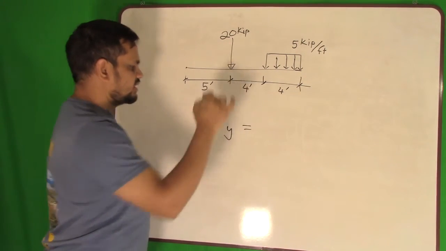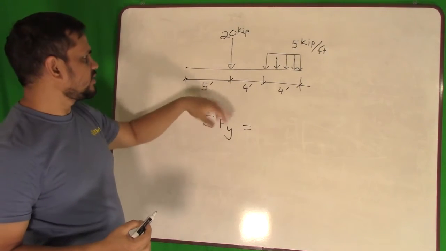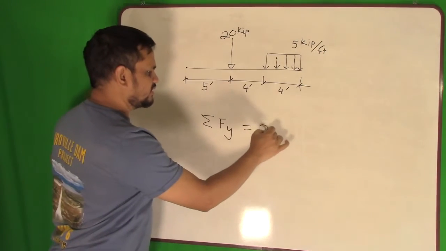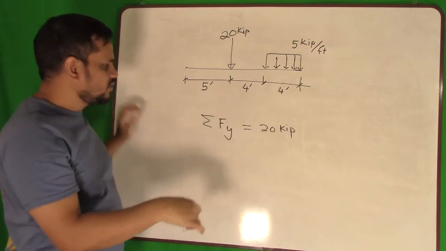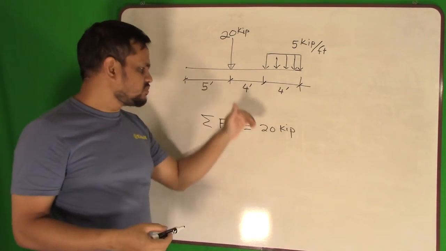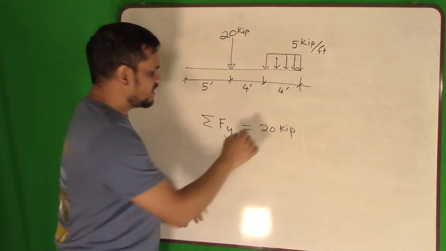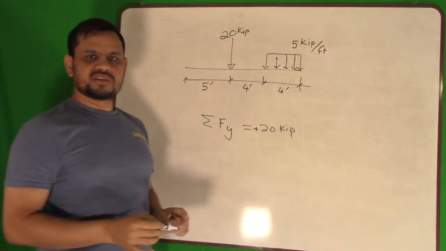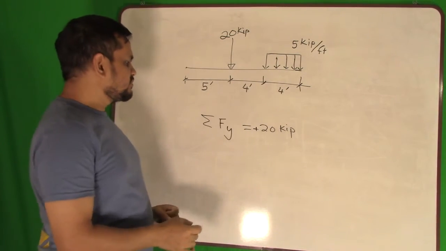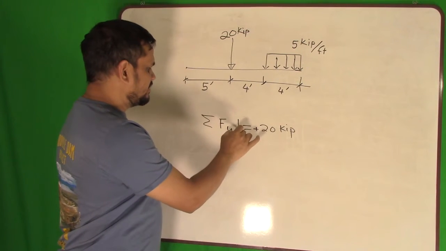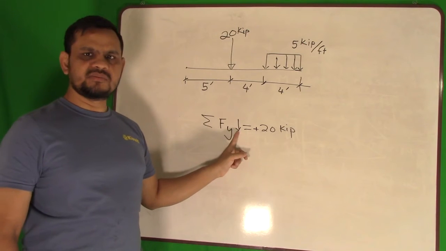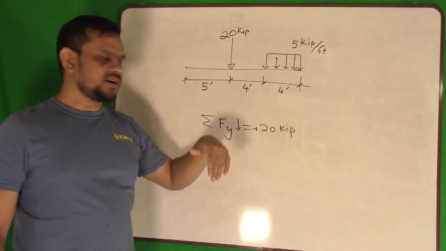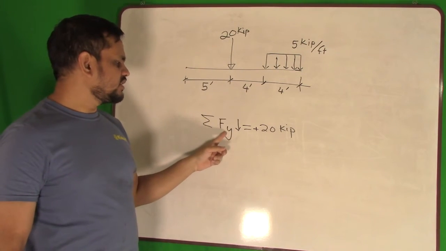So what is my force here? If I sum up the force along this way, my first force is 20 kip, and that is going down. I am assuming down is positive force. So I did not write positive here because I am assuming it. I give a symbol here. What does this symbol mean? I am taking the summation of force along the y direction, downward.